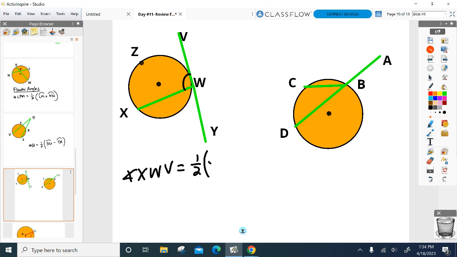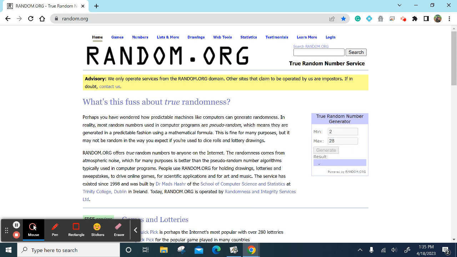Half of XZW. Yep. Chord and a tangent. I have a rule. And then what about over here? Angle ABC? Angle ABC up there? How do I find ABC?